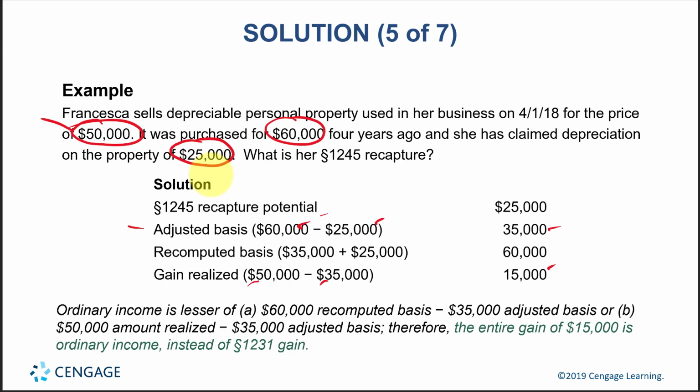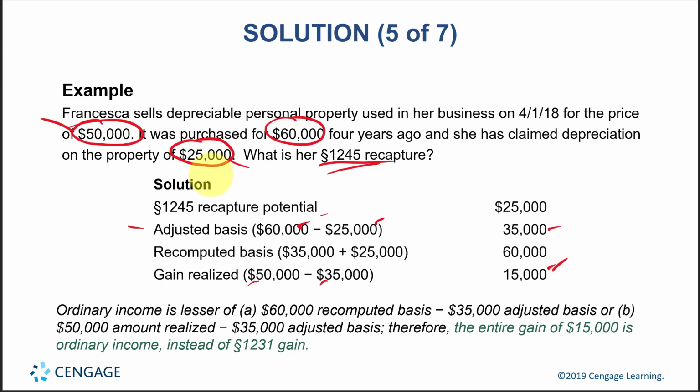If you apply the general rule that we had learned here, Section 1231 gain is taxed as long-term capital gain. But because we have recapture here, to the extent of depreciation taken, all of this $15,000 will be taxed as ordinary income. Again, we call this Section 1245 recapture, recapturing the depreciation to the extent of the gain.